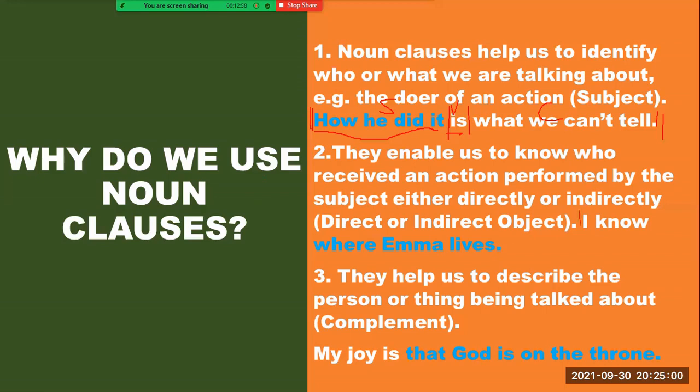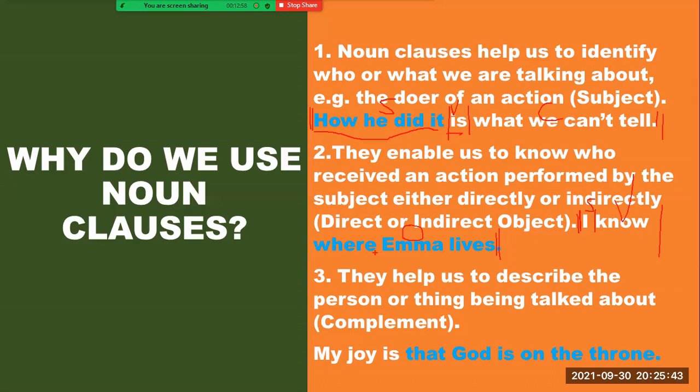Now, we can analyze this. I is the subject, know is the verb, I know. Then where Emma lives is the noun clause, and this is the object. We can replace this noun clause with someone's name. For example, I know Mark. I know the man. I know the woman.